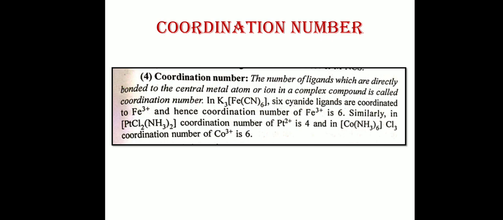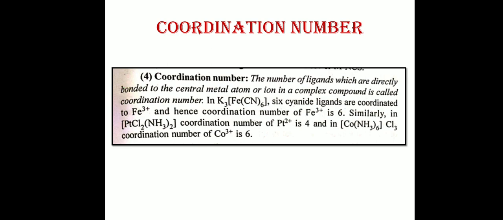Now the next term used in coordination chemistry is coordination number. What do you mean by coordination number? The number of ligands that are directly bonded to the central metal atom is called the coordination number. It means how many ligands are surrounding the central metal atom, that is the coordination number of that compound. For example, in this compound K3[Fe(CN)6], the iron is surrounded by 6 cyanide ligands.